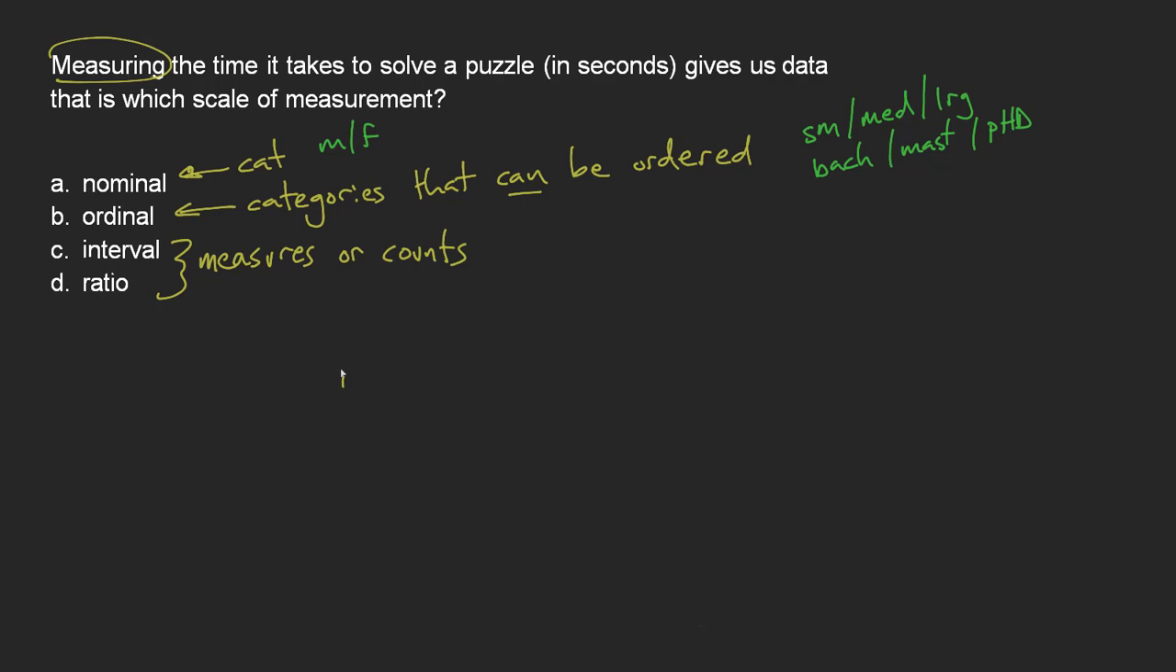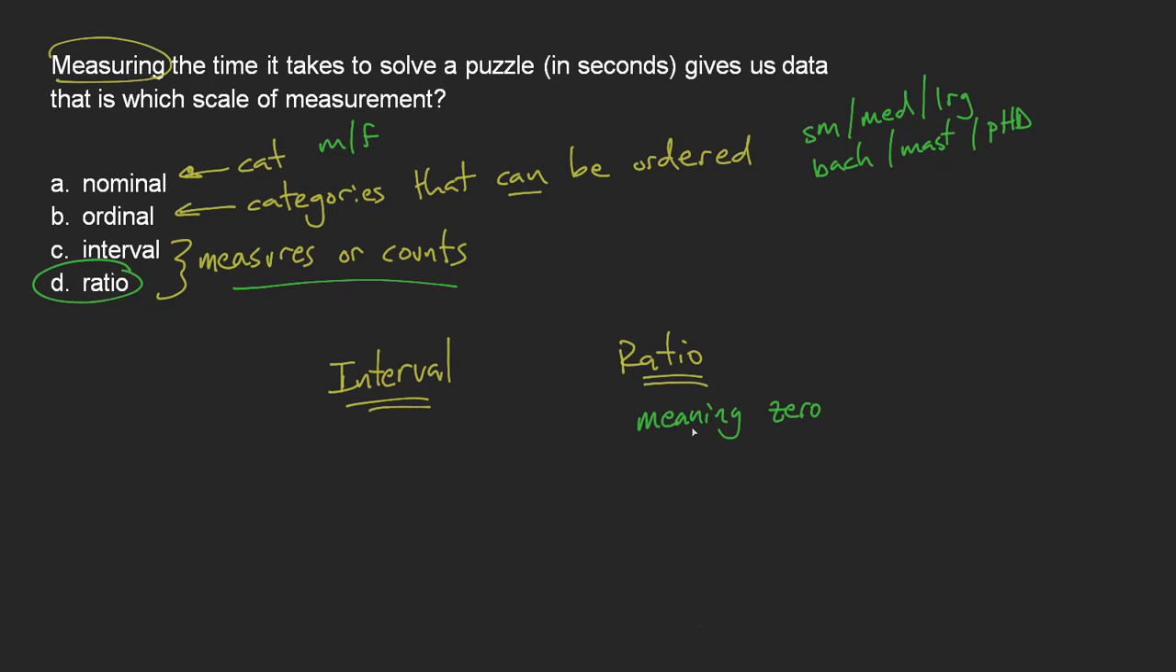Interval is kind of an odd category, whereas ratio is much more intuitive. Now let me just start off by saying that in this case, for this question, we are dealing with ratio data. So why are we dealing with ratio data? Well, because we do have a measurement or a count. We're measuring the time that it takes. And ratio has a meaningful 0.